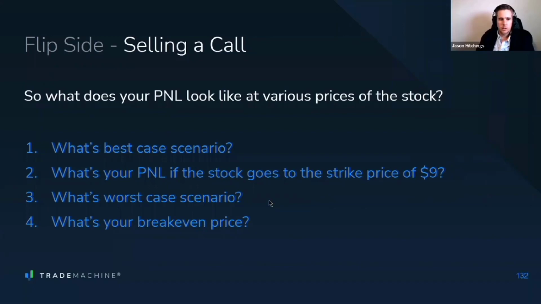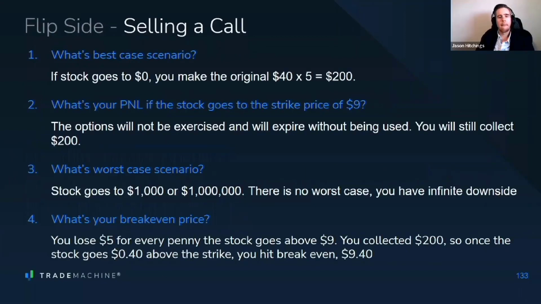What's the worst case scenario? Well, the stock can go infinitely high, and so there's not really a worst case scenario. And so looking at this original 5 contracts at 40 cents, you collected $200, but every time the stock goes up a penny, you start to lose that money back at $5 a penny. So your break even is at $9.40. Even though there's $200 here, it's quite easy to figure out your break even, because it's simply the strike price plus the price per share of the option.